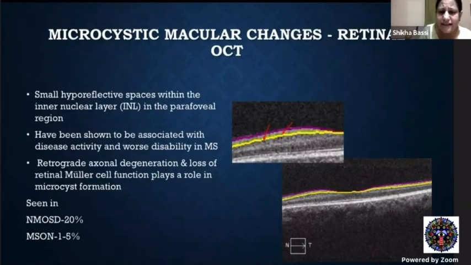There is another finding which can be seen at the macula in a case of optic neuritis that has been picked up. And what is it that we can find in the retina at the macula?